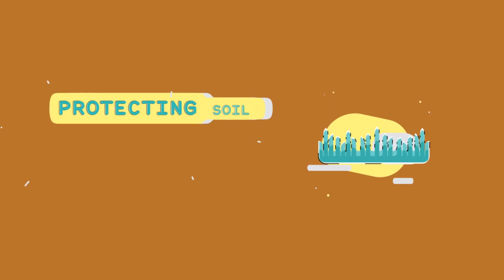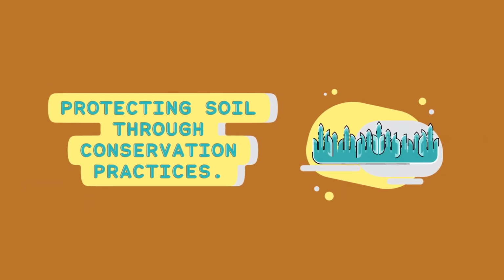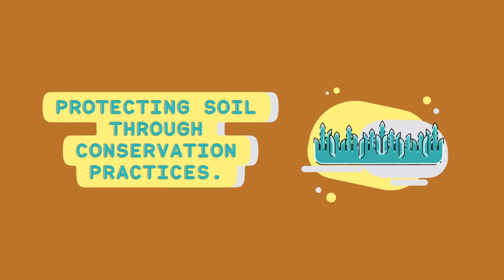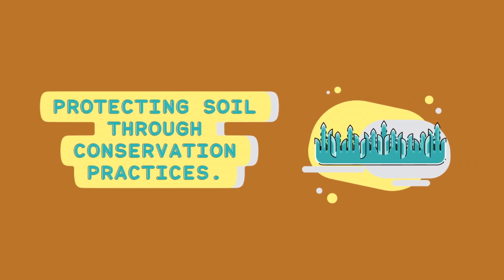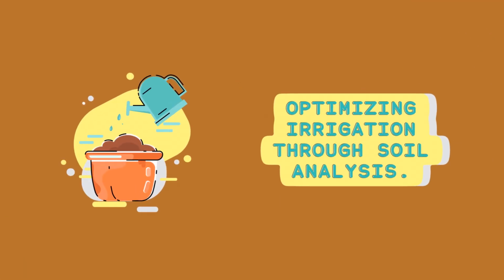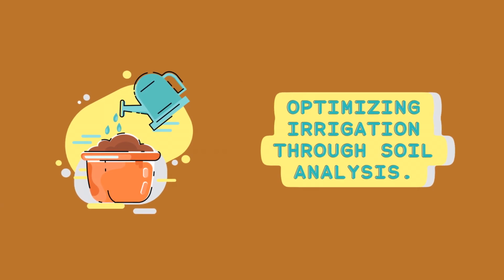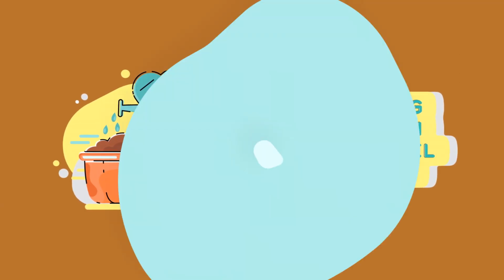Soil conservation, identifying areas prone to erosion, salinization, or other degradation, and implementing conservation practices to protect soil health. Irrigation planning, assessing soil water holding capacity and drainage characteristics to optimize irrigation practices.